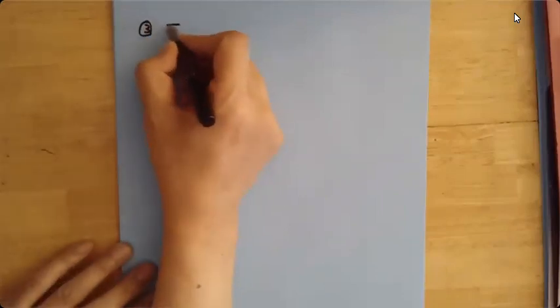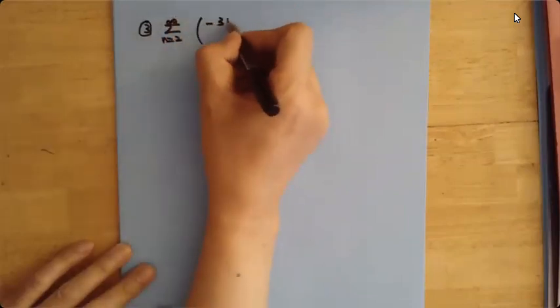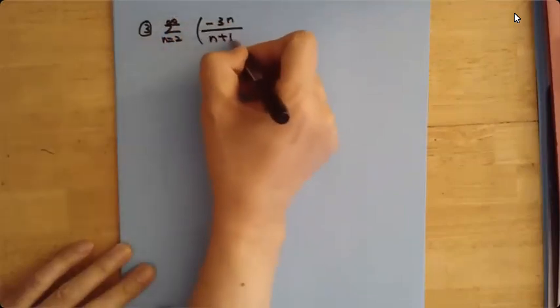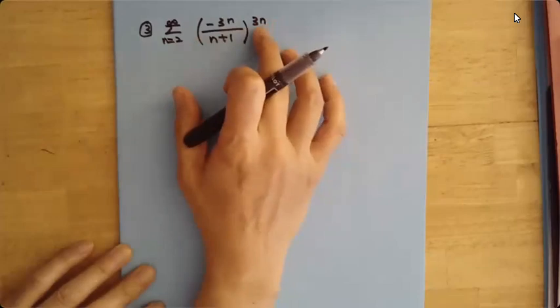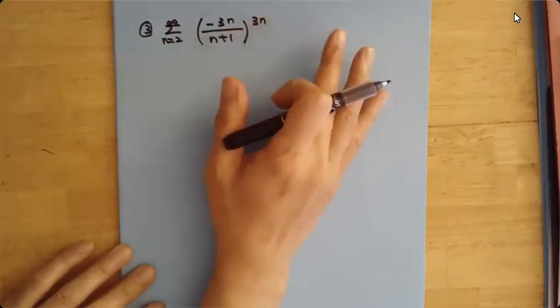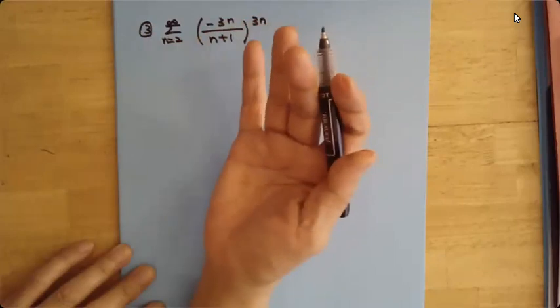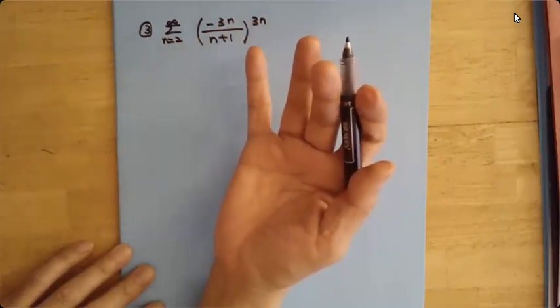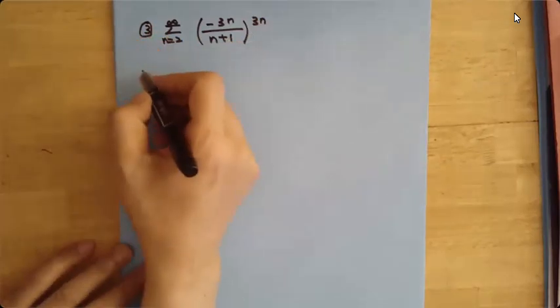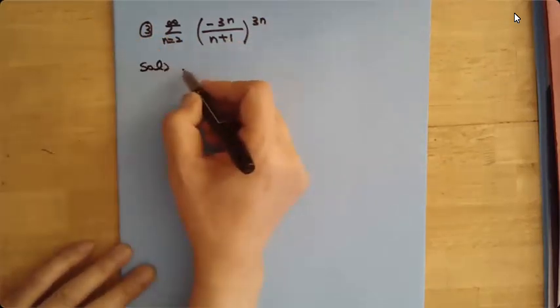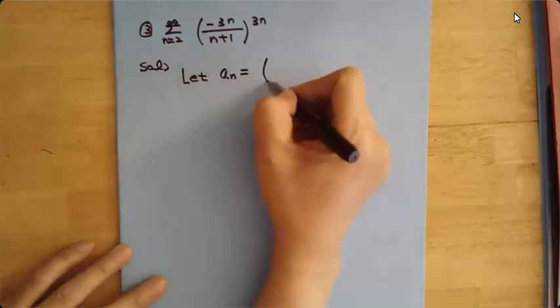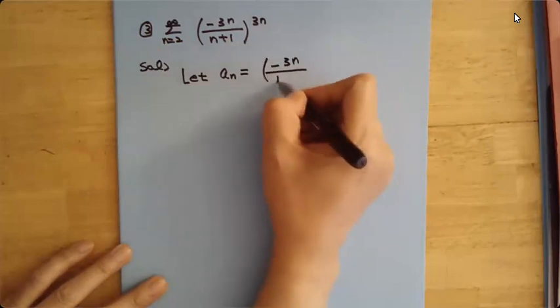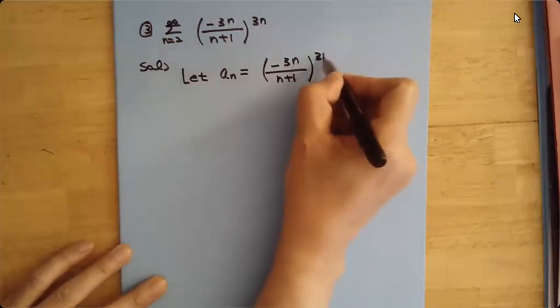The third problem is the summation from n equals 2 to infinity of (negative 3n over n plus 1) to the 3n power. Again, there is a fraction and the power has 3 times n. So if we take an nth root, then the power will become simpler. So we use the root test. The defining sequence is (negative 3n over n plus 1) to the 3n power.